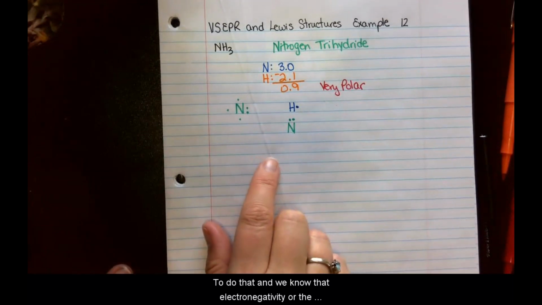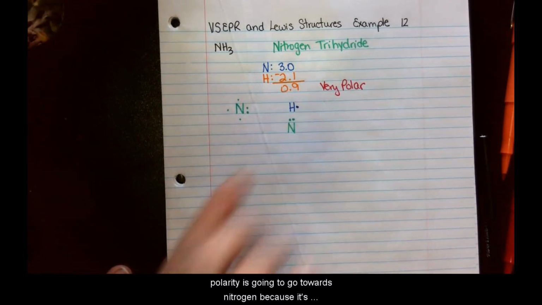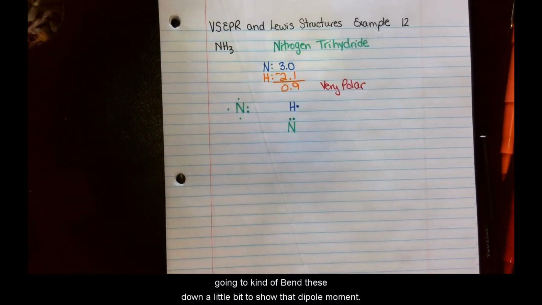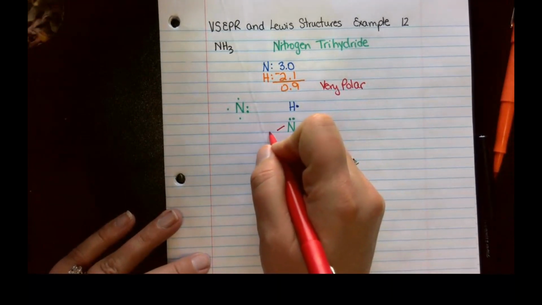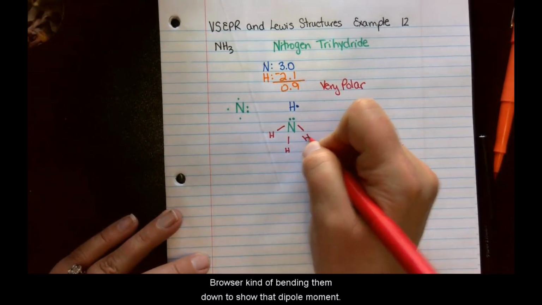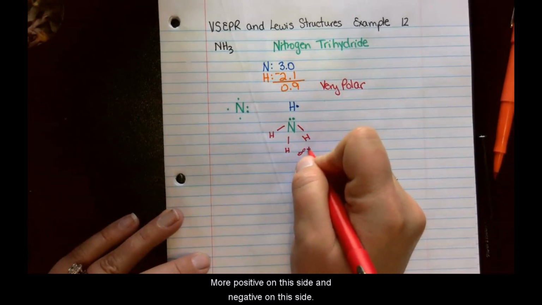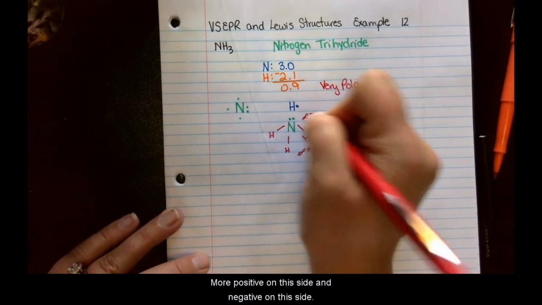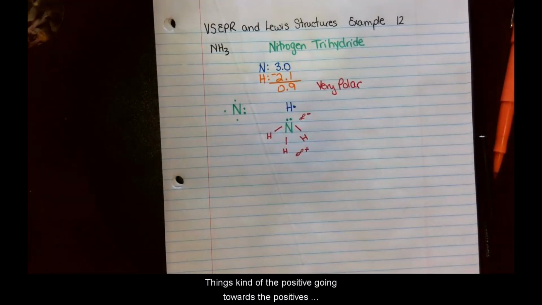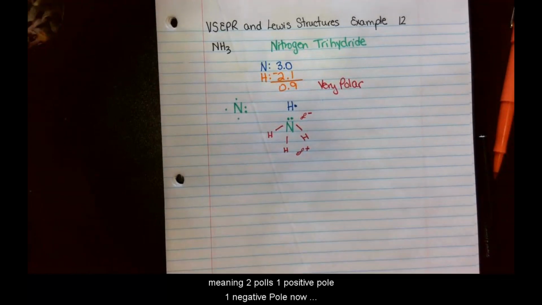And we know the electronegativity or the polarity is going to go towards nitrogen because it's got the higher electronegativity. So we're going to bend these down a little bit to show that dipole moment. So you're not going straight across; we're bending them down to show that dipole moment. This is going to be more positive on this side and negative on this side. So we need to make sure that we're properly showing the positives going towards the positives and the negatives, because it does make a dipole moment, meaning 2 poles, 1 positive pole, 1 negative pole.